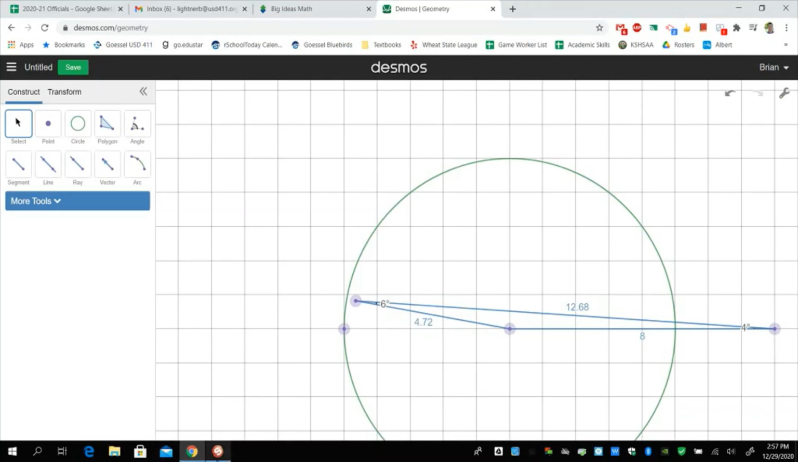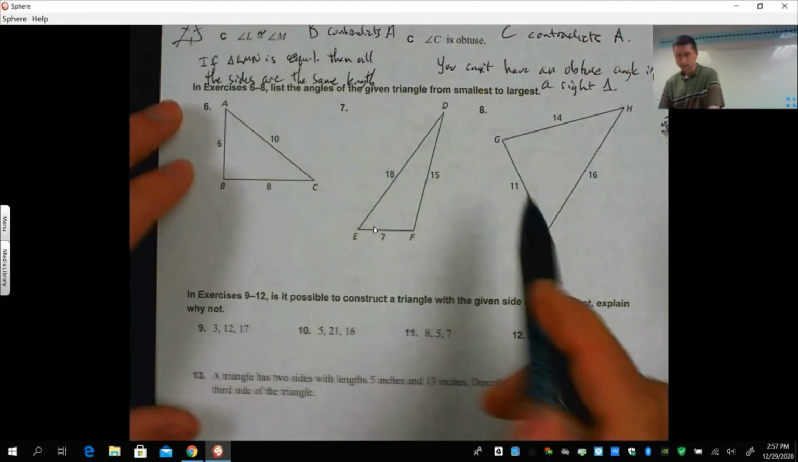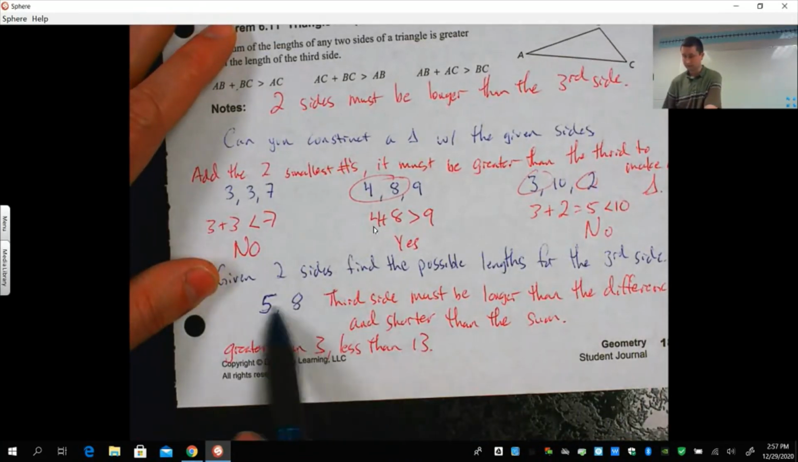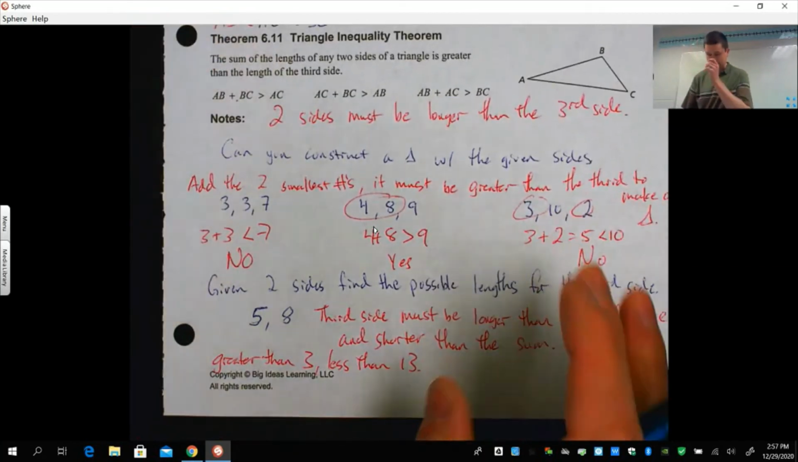Oh, I didn't switch that over. There we go. Okay, the last thing I wrote there was it has to be greater than 3, less than 13. Greater than the difference, subtract them. Less than the sum, add them.